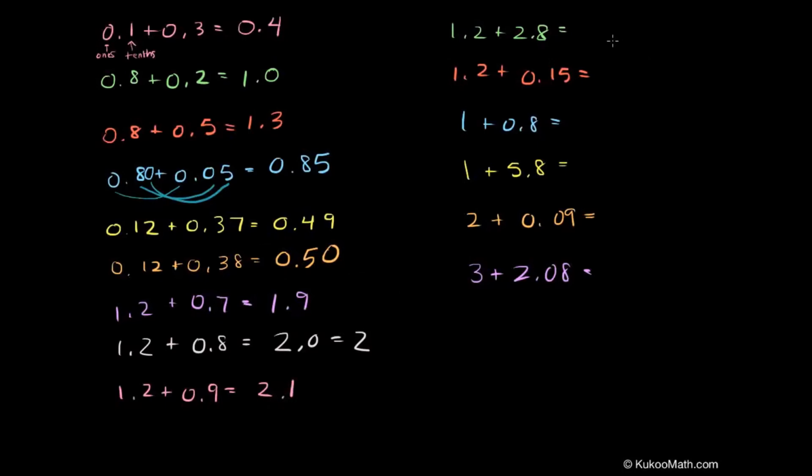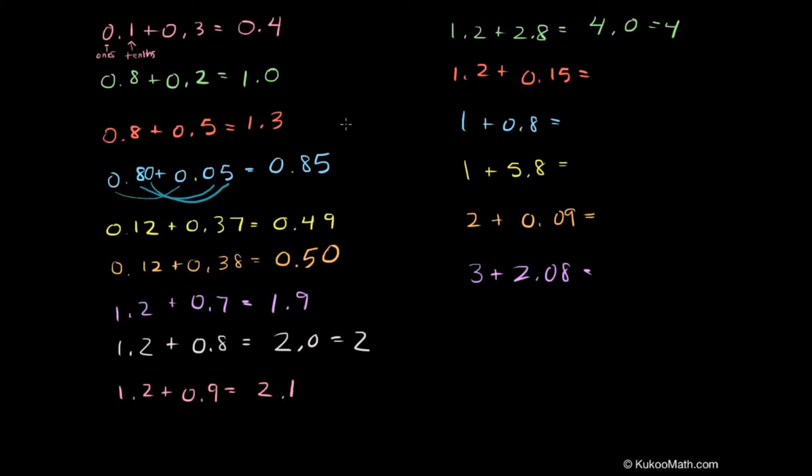Next problem, 1.2 plus 2.8. We could add up the left side, 1 plus 2, and we get 3. But then we notice that we have 2 plus 8 here, which is 10. Again, too much, so we're going to carry the 1 over. It's going to be 4.0 that we left behind, which is just equal to 4. That's our answer.